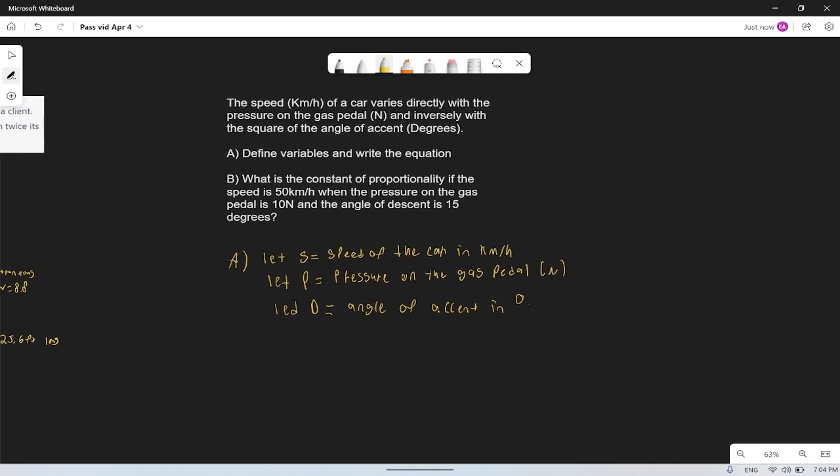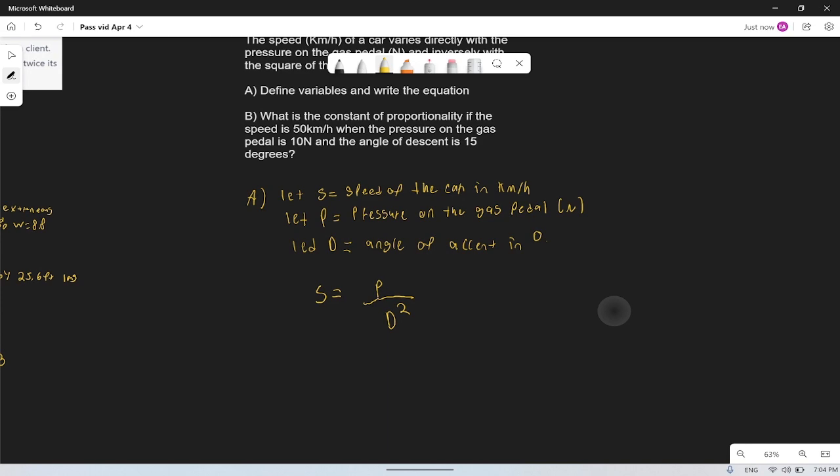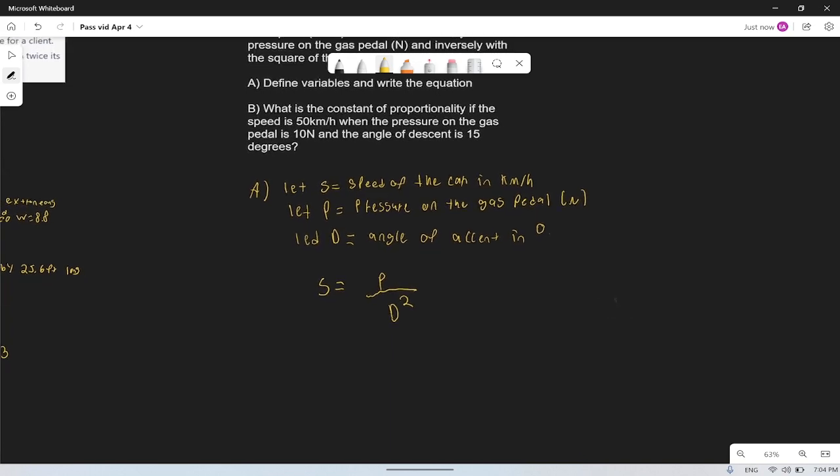Okay, so now we have to write our equation. So it's in terms of our speed, which is S. So S varies directly with the pressure. So the pressure is P, and inversely with the square of the angle of descent. So it's inversely with the angle of descent, but not just that, it's inversely with the square of the angle of descent. So that means our formula is S equals P over D squared.